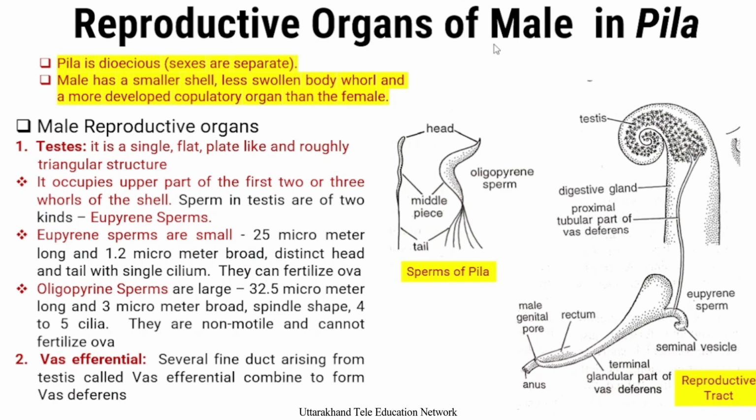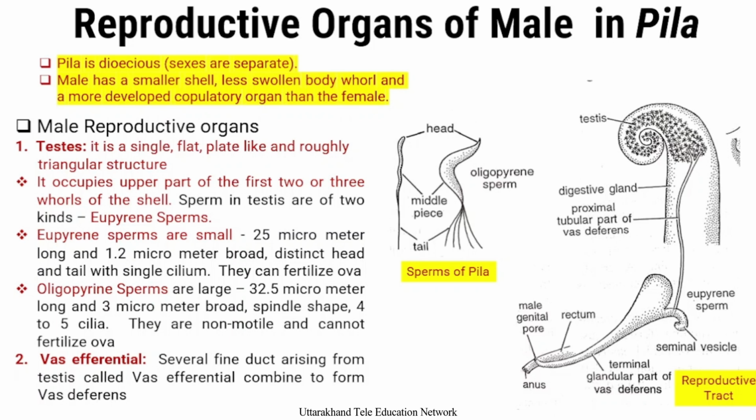Now the reproductive organs of male in Pila. Pila is dioecious. It means sexes are separate. Male has a smaller shell, less swollen body whorl, and a more developed copulatory organ than the female. As you can see in the diagrams, there is a testis and it is a single flat plate-like and roughly triangular structure. It occupies the upper part of the first 2 or 3 whorls of the shell. And now you understand very well what whorls are.